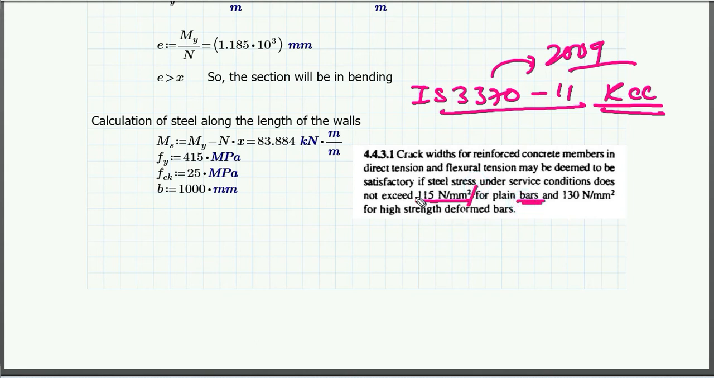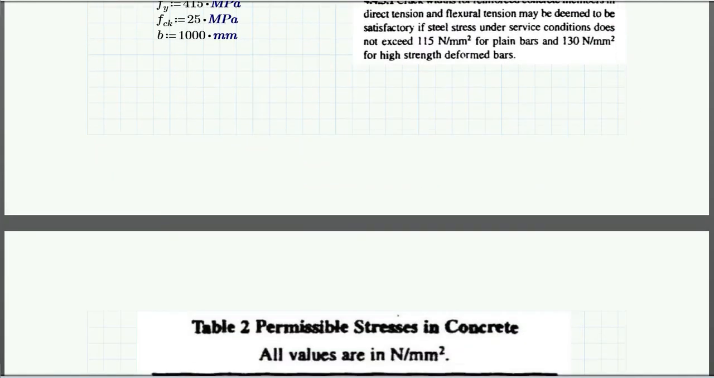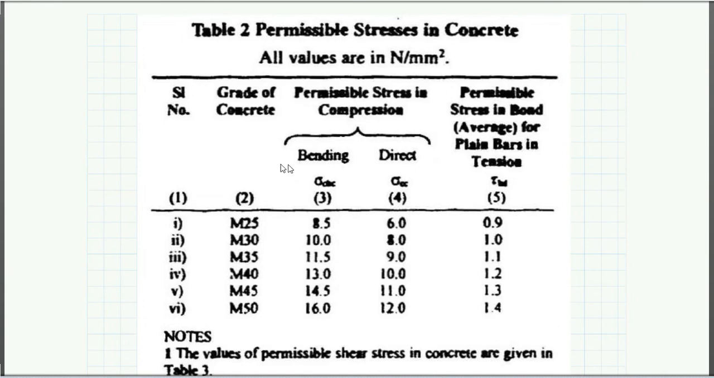For plain bars, if the stress in steel is under 115 Newton per mm square, then we can assume that cracks have not developed, and if it is below 130 for high strength deformed bars, then we can assume that cracks are not developed in the concrete. This criterion is very important because it will govern our design. So let's see the permissible stress in concrete, in Table 2 of IS 3370 part 2.